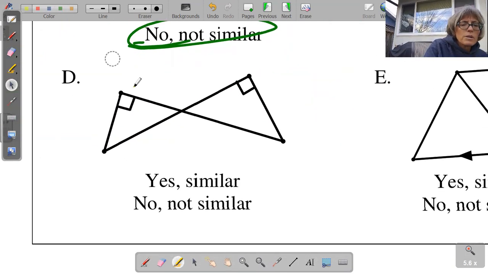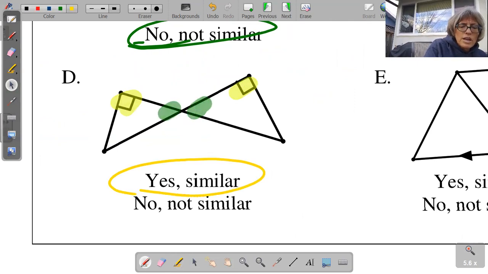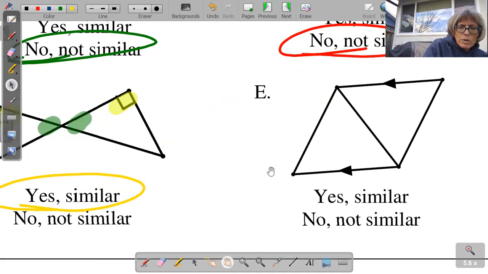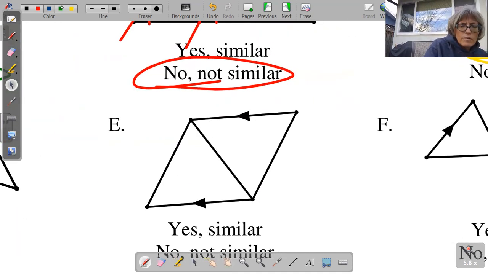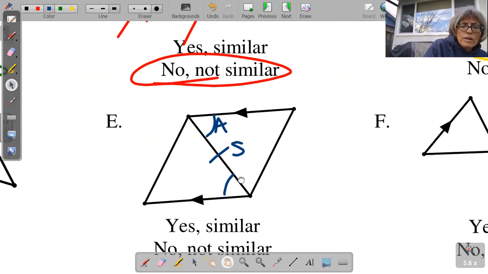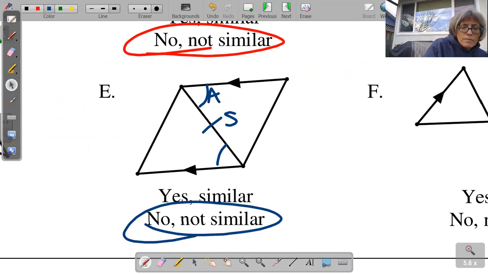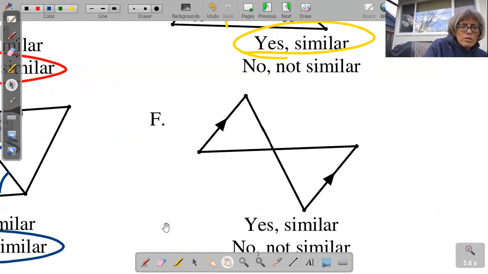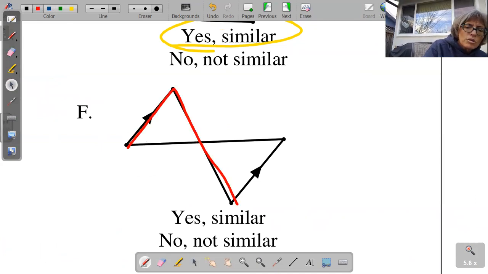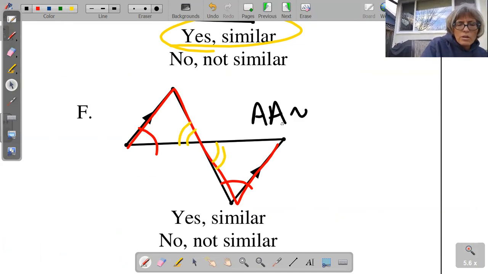You're looking for angle-angle similarity, so we have a pair of angles and another pair of angles. Yes, that is similar. Here, they're not similar. We get a pair of congruent angles here. We have a pair of sides and a pair of congruent angles. That's all you know for sure. That doesn't give you similarity. Coming over here. Parallel lines, alternate interior angles. Yes, that's one pair, and vertical angles. So yes, those are similar by angle-angle similarity.